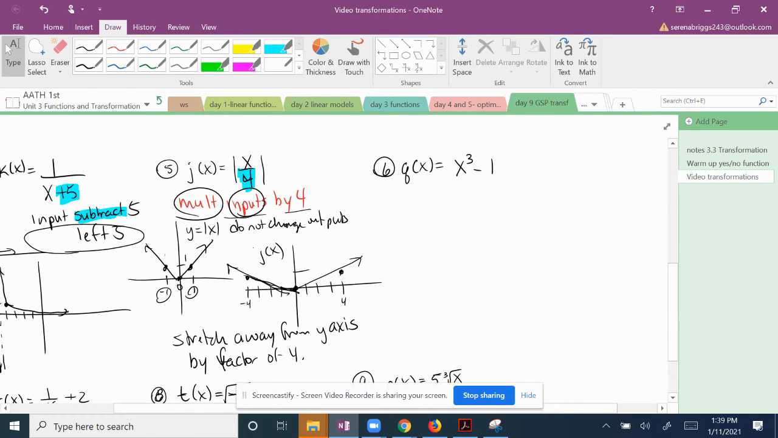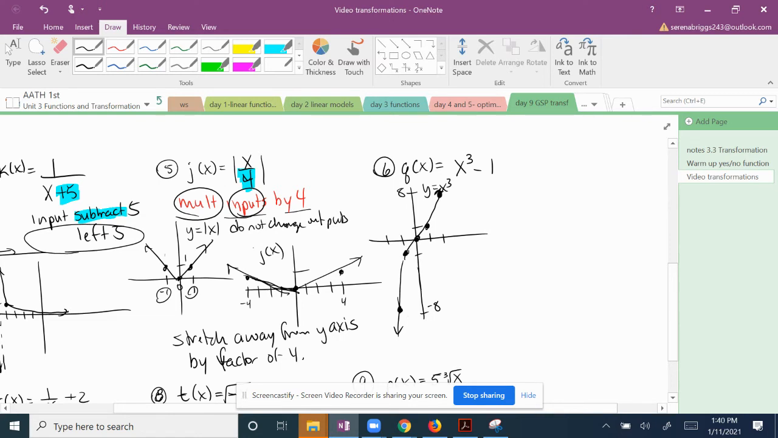For number 6, our parent graph, y equals x cubed. 1 cubed is 1, 2 cubed is all the way up to 8. 0 cubed is 0, -1 cubed is -1, and -2 cubed is -8. So that's our parent graph with its 1, 2, 3, 4, 5 key points.